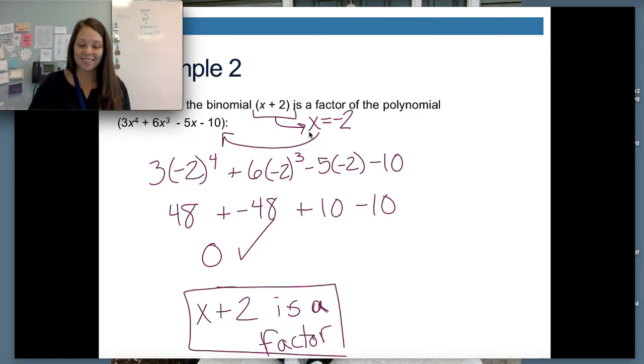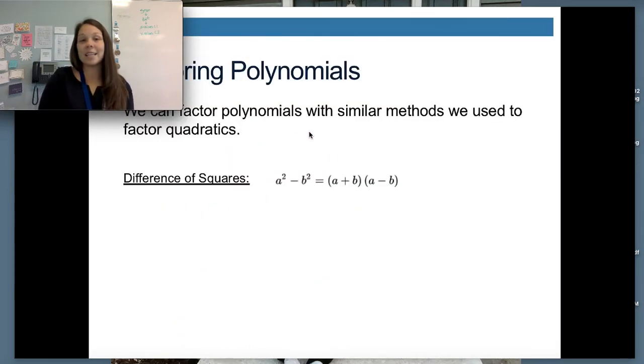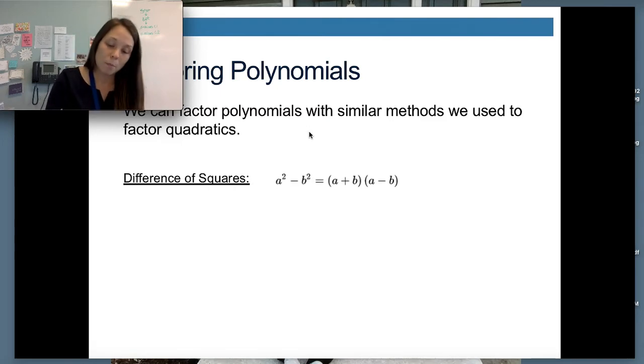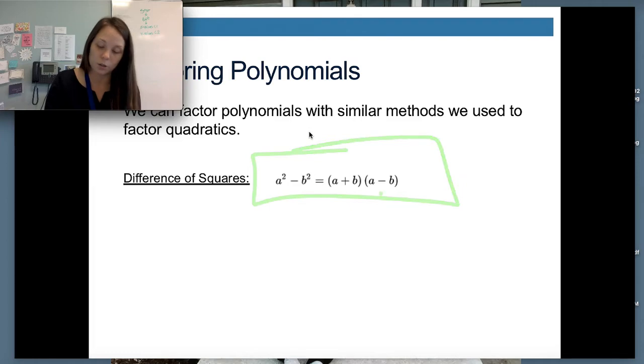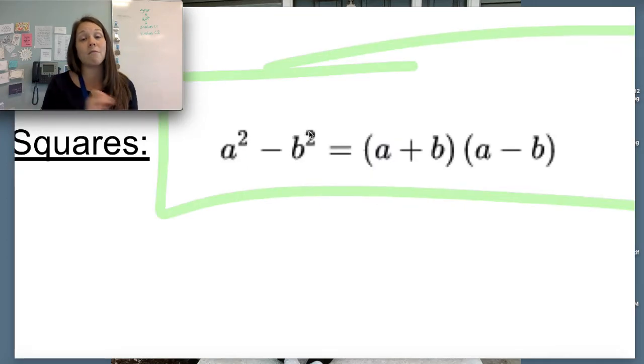All right. So now let's get into some actual factoring and some special methods or special factor patterns that we're going to need to use. The main one is difference of squares. Reminding ourselves that if I have a perfect square minus another perfect square, that's going to factor into a plus b times a minus b.